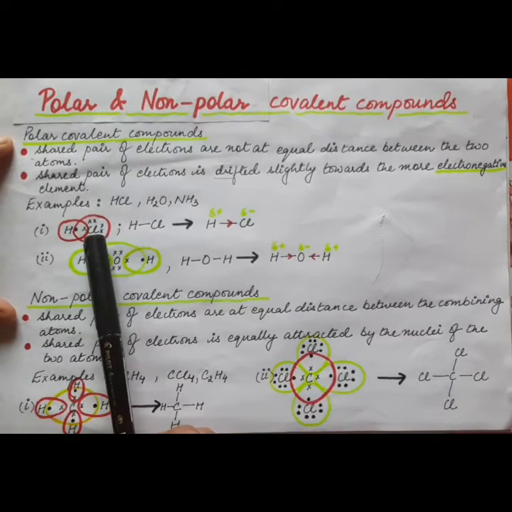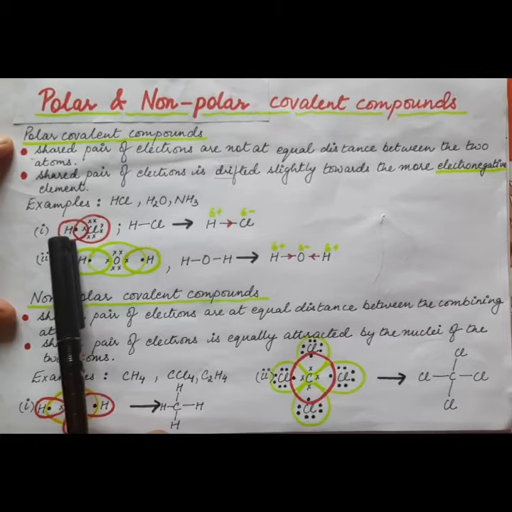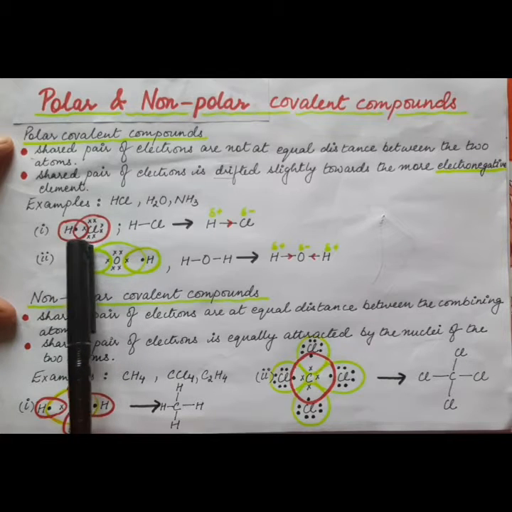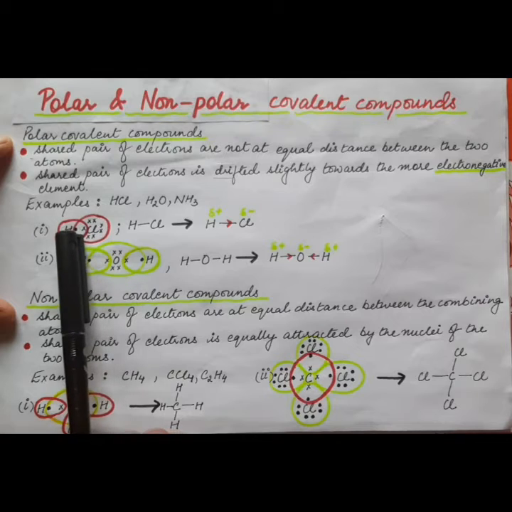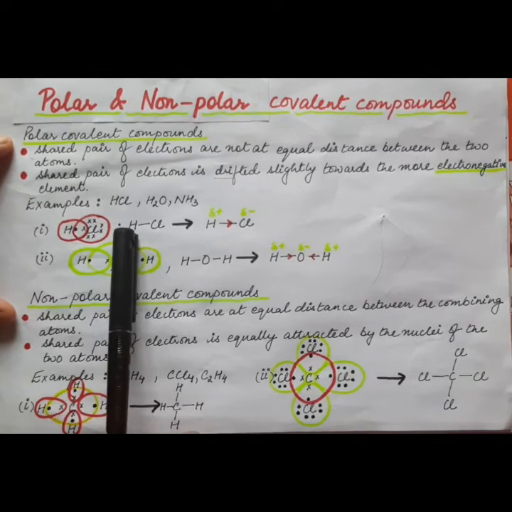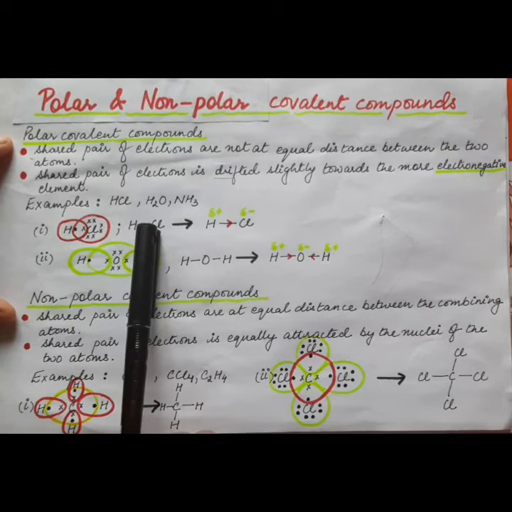In HCl, hydrogen has 1 electron in the valence shell, chlorine has 7. Hydrogen needs 1 to complete the duplet, chlorine needs 1 to complete the octet. They share a pair of electrons, resulting in the formation of a single covalent bond here.